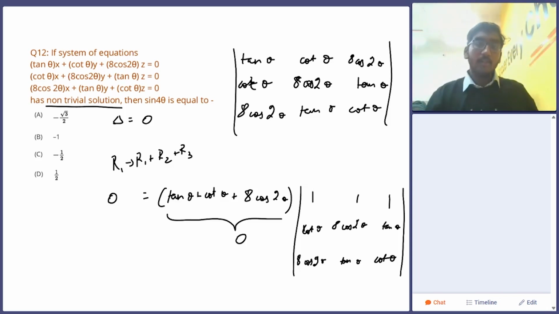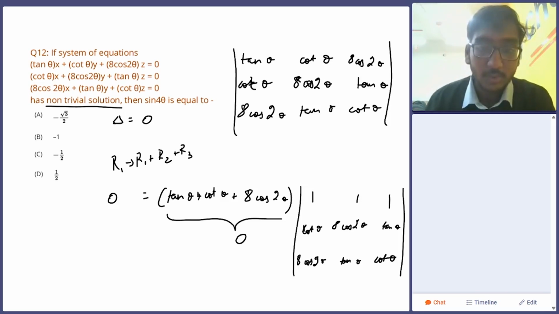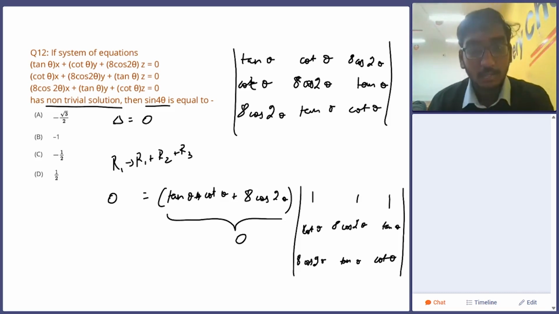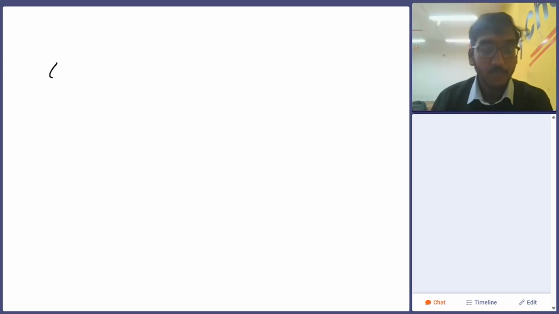Okay, so first we will check this particular expression being 0, and if we are finding any options here, we will just mark it, or else we'll move to the determinant and equate it to 0. Because if we already found the answer, why unnecessarily check this, right? So first we will equate this to 0 and check what we are getting for the value of sin 4 theta. Okay, if tan theta plus cot theta plus 8 cos 2 theta is 0, right?